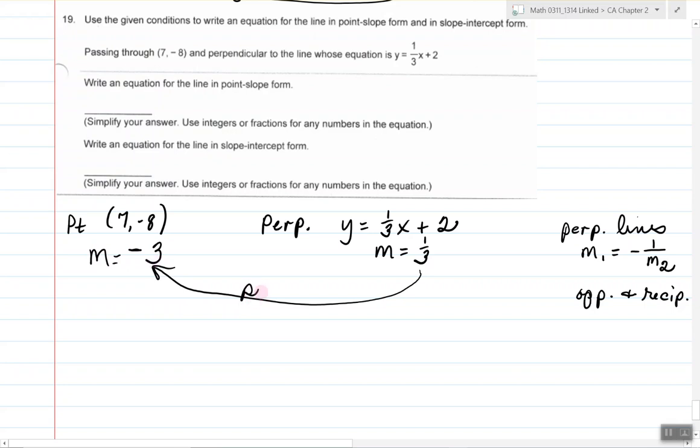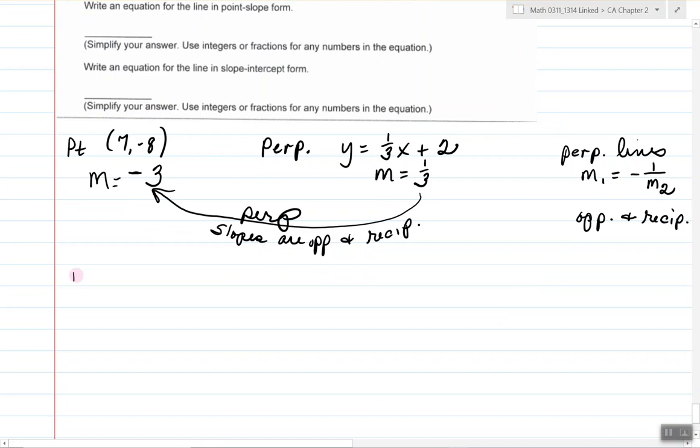So because they are perpendicular, the slopes are opposite and reciprocal. Opposite, so it's negative. Flip over, 1/3 becomes 3/1, but we don't write over 1. So now, point-slope, because you just can't do anything till you know the slope, but now we have it.